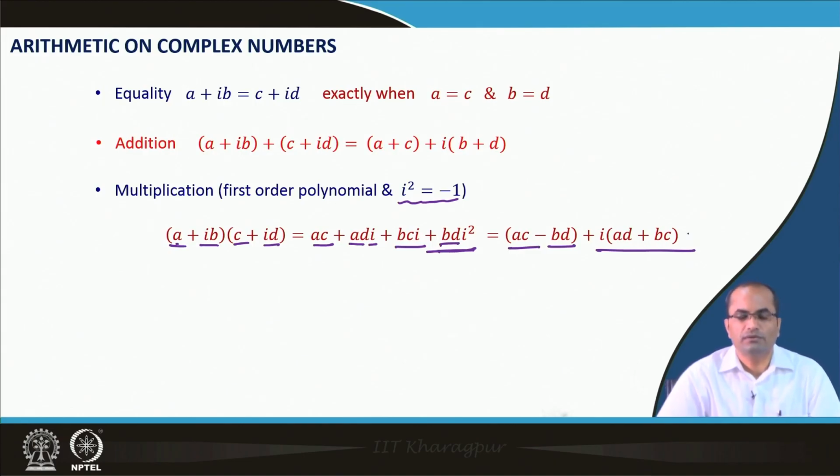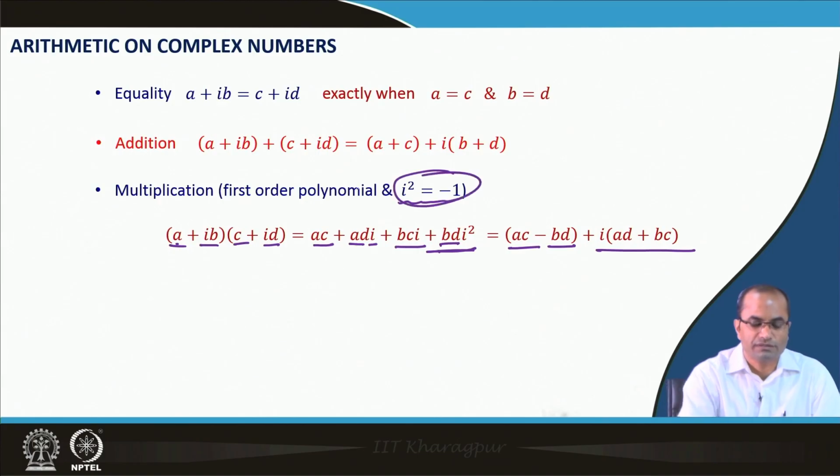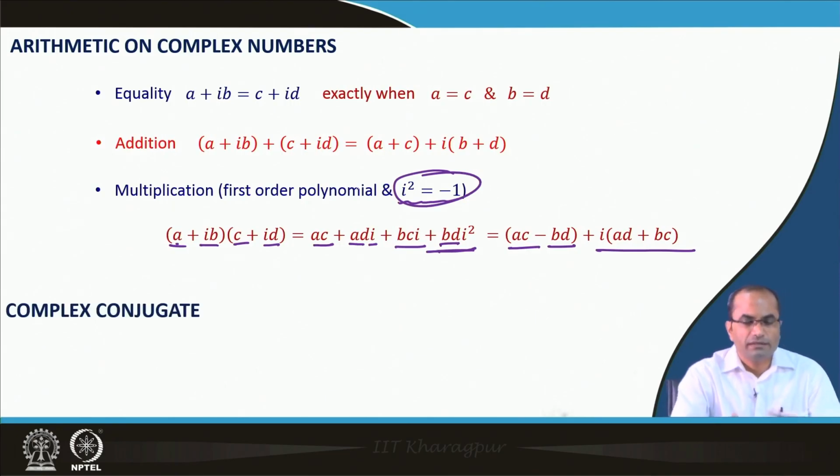So, it is a very simple usual multiplication once we just consider that this i square will be replaced by minus 1. Similarly, we can define the multiplication we have defined already. We can also define the product, which we will come to a little later. First, let me just introduce this complex conjugate, because that is another very important part to be discussed here.